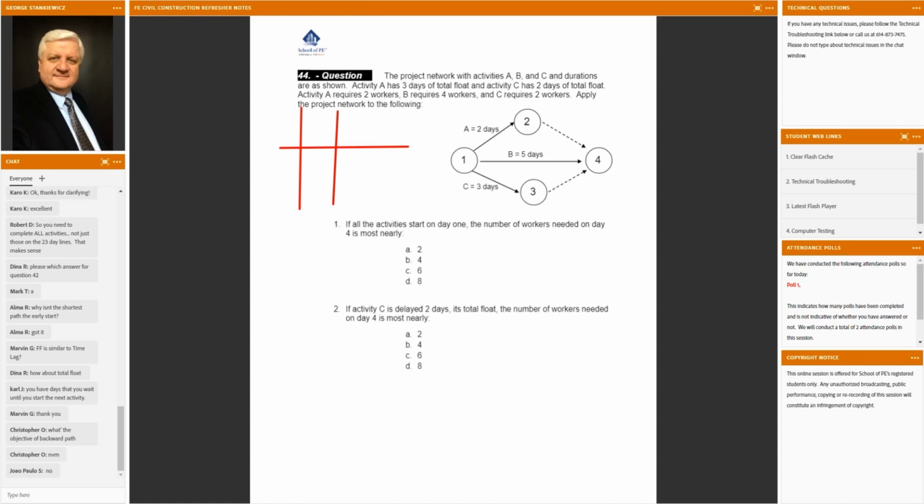Activity A requires 2 workers. Now we're looking at resources, right? Workers. B requires 4 workers, and C requires 2 workers. So these are part of our question, and this is what we need to apply.